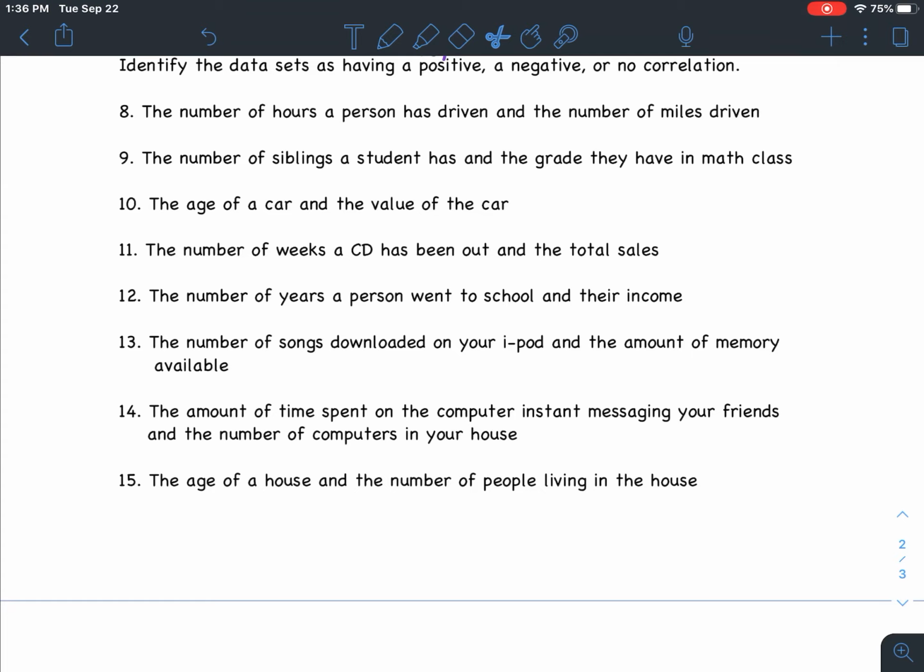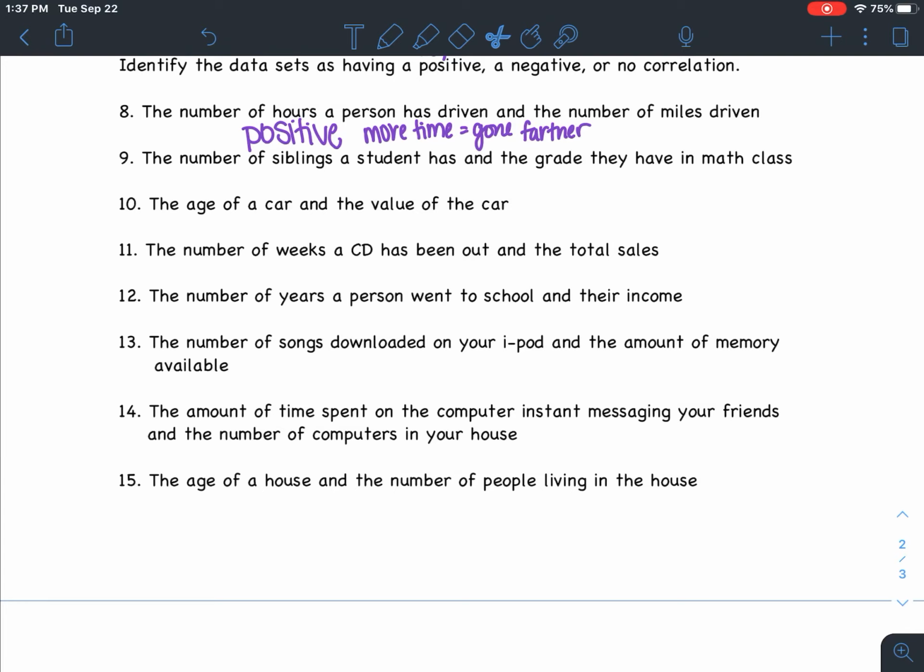So best way to do this is just to go through a couple of them and see if it makes sense to you. So for the number 8, the number of hours a person has driven and the number of miles driven. So for however long they've driven for, what happens to the number of total miles that have been driven? Well, the longer you've driven, typically the farther you'll go. So this one has a positive correlation. More time means that you've gone further.